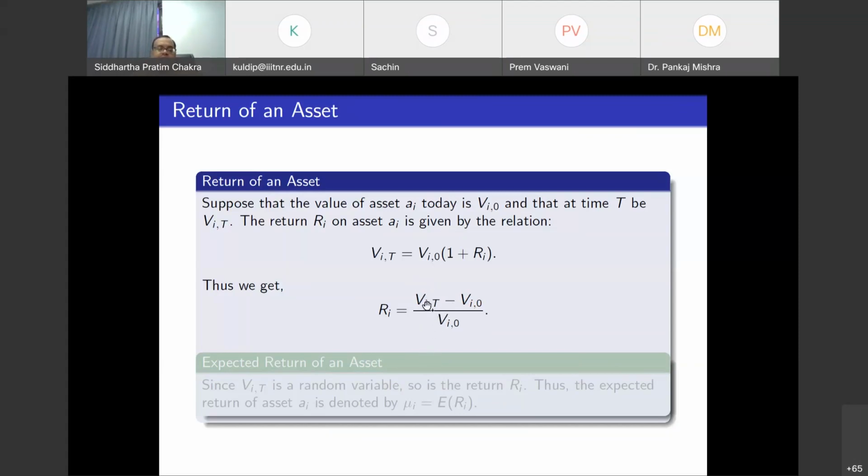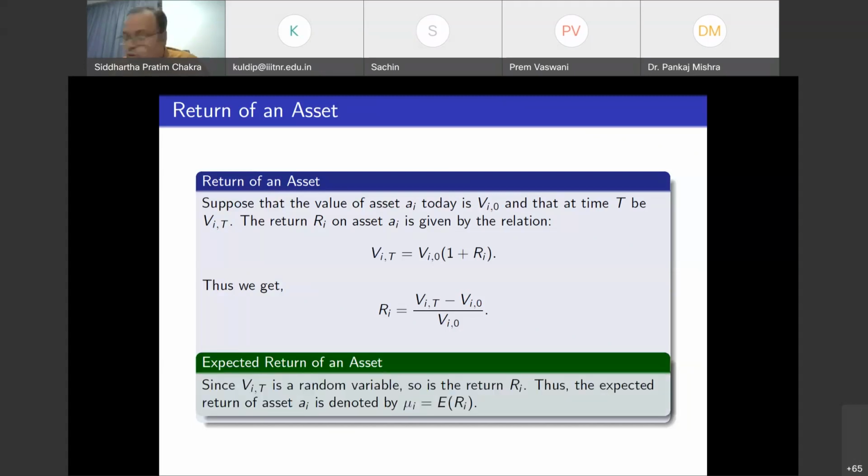Now, if VIT is a random variable, then VIT minus VI0 is going to be a random variable, and VIT minus VI0 over VI0 is going to be a random variable. So when I talk about the return Ri, it is not going to be a fixed quantity, but it is going to be a random variable. Once I say that this is a random variable, I cannot just restrict myself to talking about the return Ri, but I need to calculate the expected value of this return. So this brings me to the notion of the expected value of return.